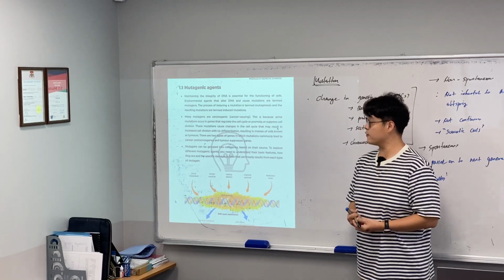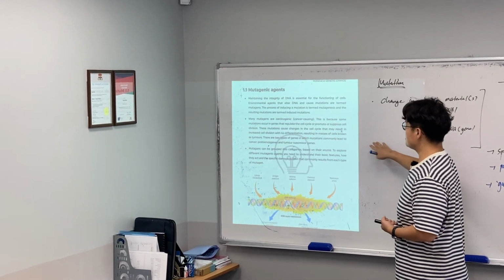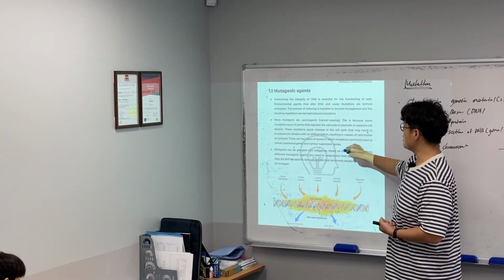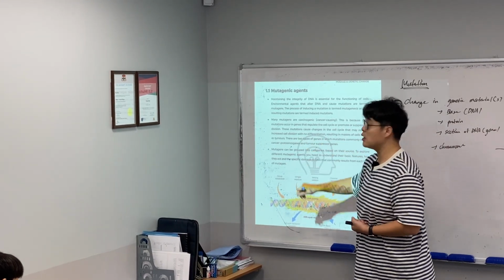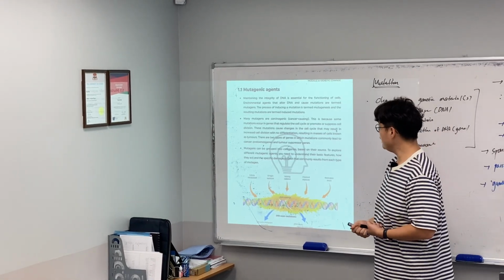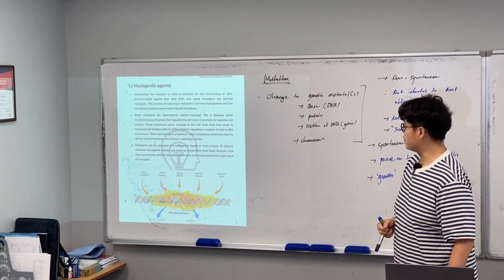So these mutations can cause changes in the cell cycle and they may result in an increase in cell division with no differentiation, resulting in masses of cells known as tumors. That's the actual meaning of tumors. So we can divide the mutation into different sources.